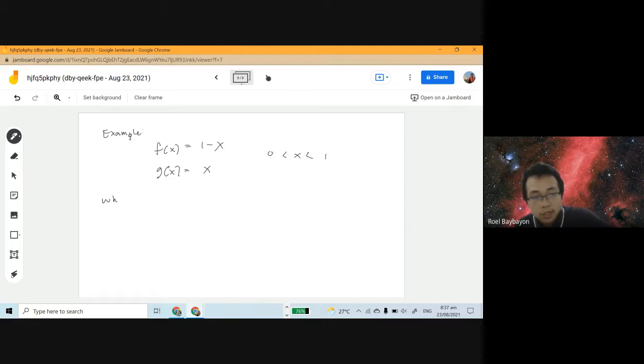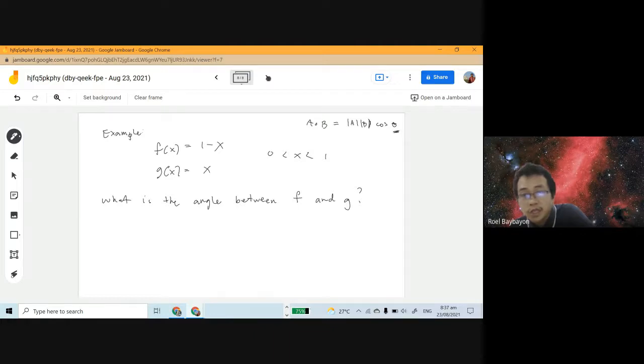Question: what is the angle between f and g? If I have two functions, f of x and g of x, the question is what is the angle between the function f and the function g? So how will you solve this one? We have to recall that using the dot product, we can solve for the angle between two vectors a and b. If I have two vectors, a dot b, you can write this as a b cosine of theta, where theta is the angle between a and b.